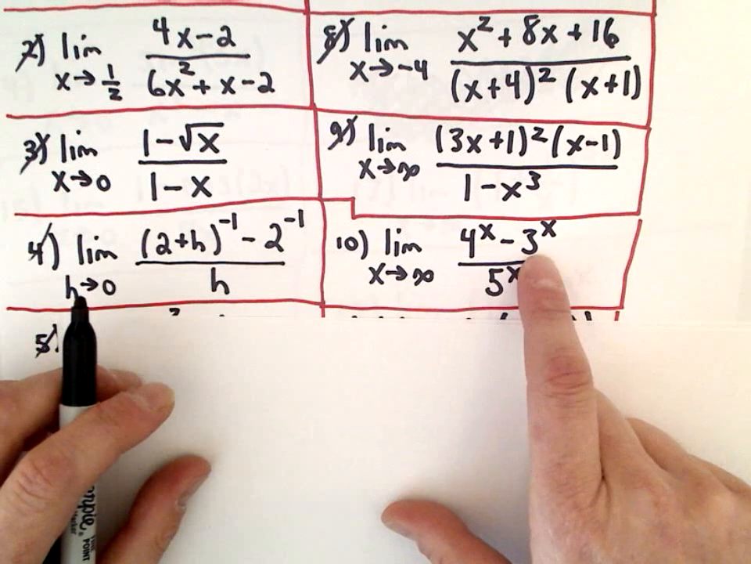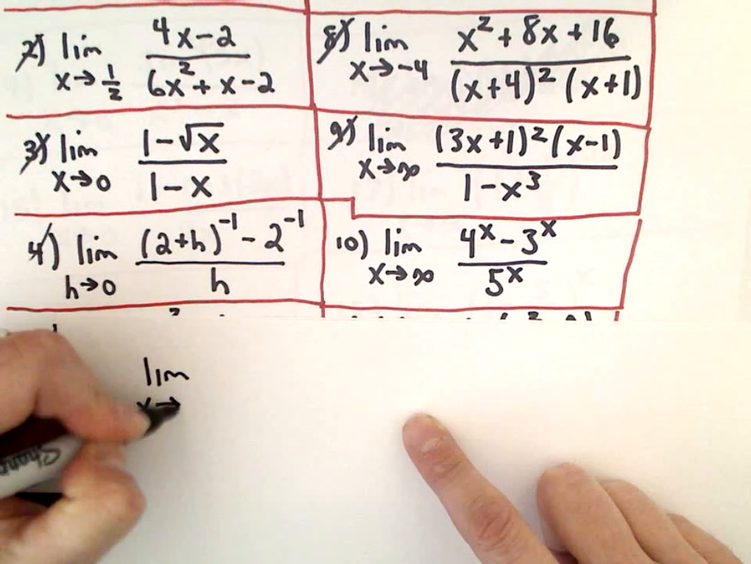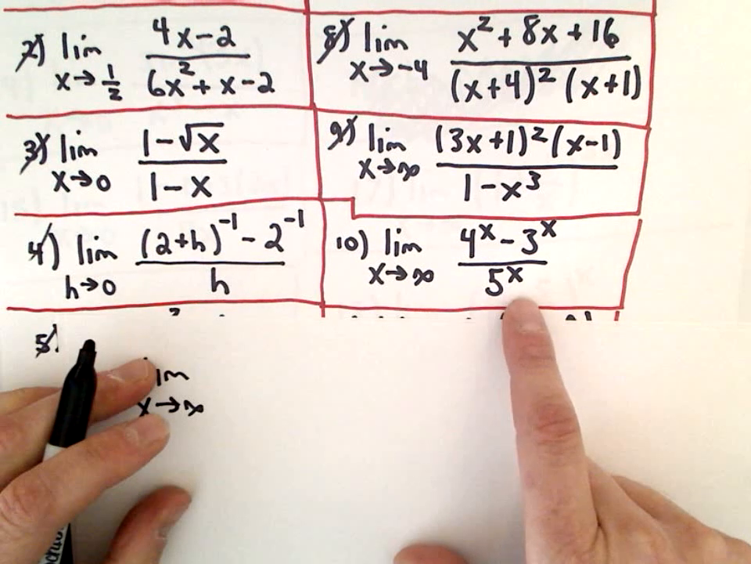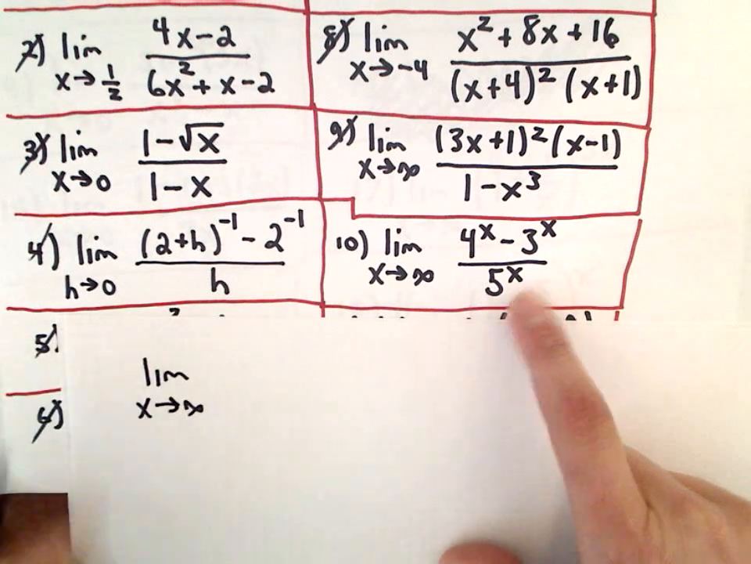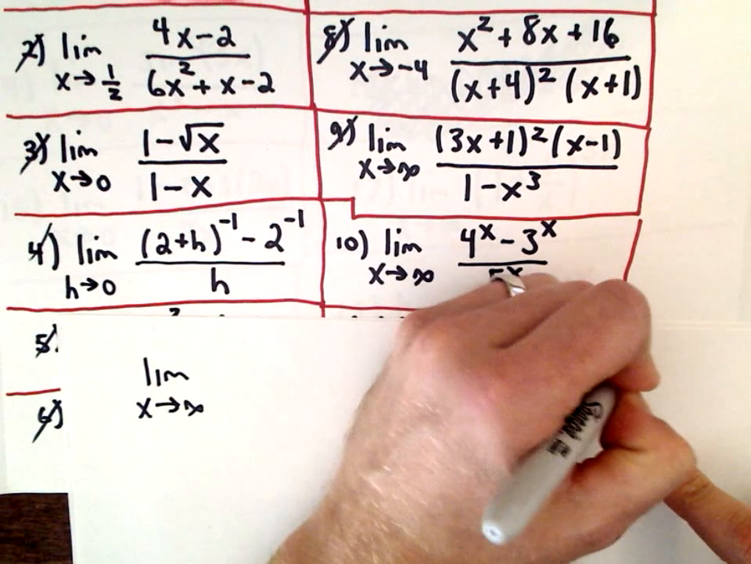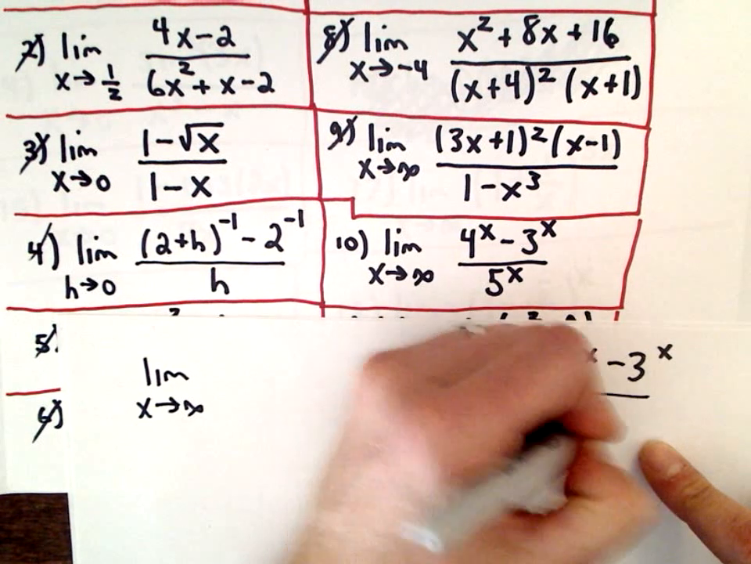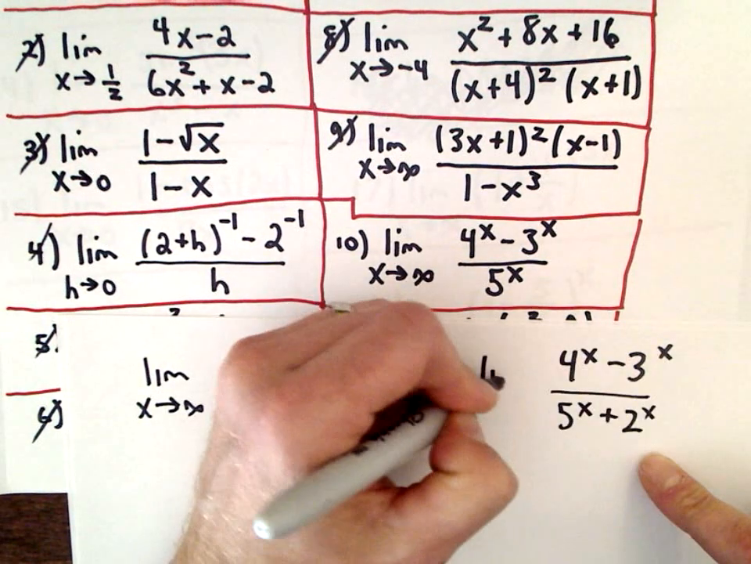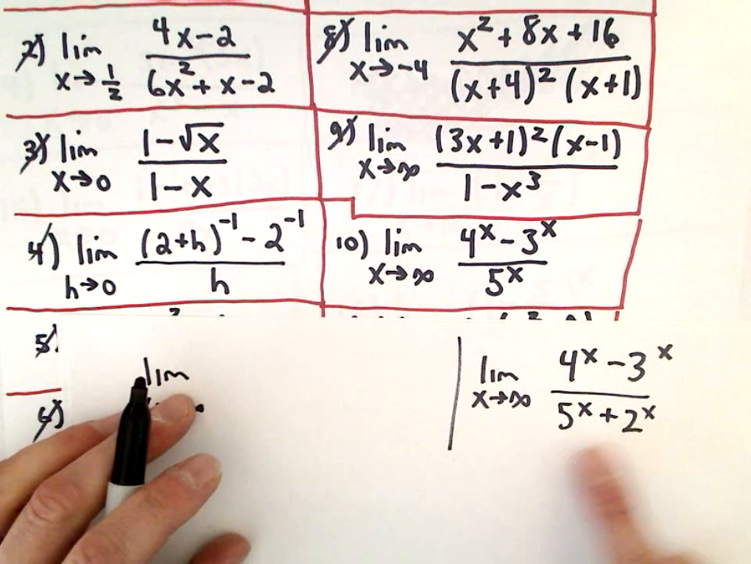We've got 4x minus 3x over 5x. The same idea here. If this had, like, a 5x plus a 2x down here, I would use the same idea, just to kind of relate this to the ones we just did. And I'll let you do this one on your own. If it was this limit, so suppose I had 5x plus 2x, I would do the same thing.